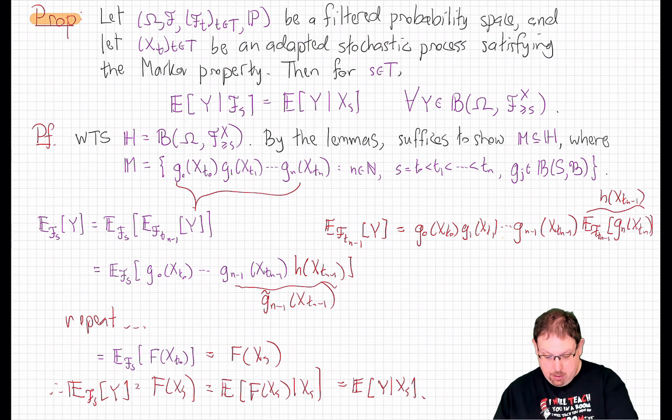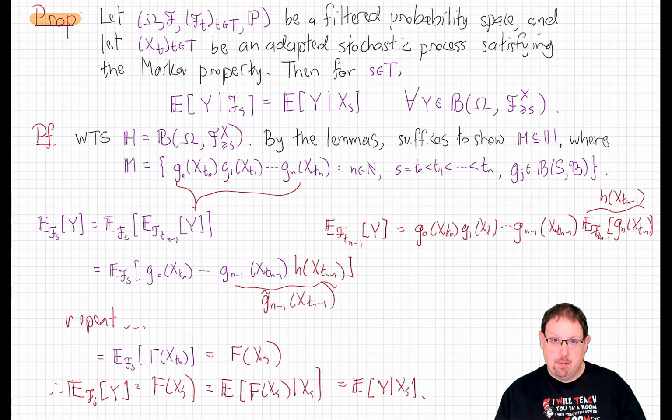And so that shows that this equality, which is the equality we were looking for, holds for all Y in M. That means that M is contained in H, and that means, by Dynkin's multiplicative systems theorem, that H actually contains all bounded measurable functions, that is, measurable with respect to the sigma field generated by M, which, as we showed, is the full future sigma field, and that concludes the proof of this proposition. So that's another way to state the Markov property. The future depends on the past only through the present.